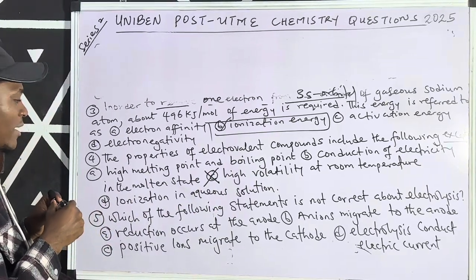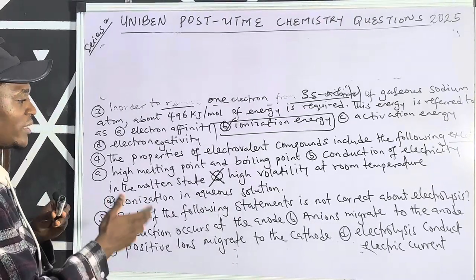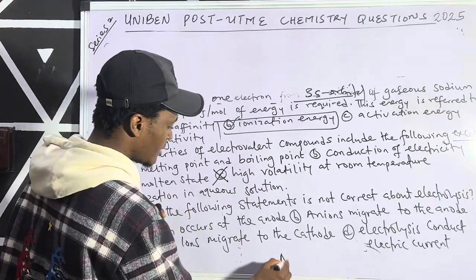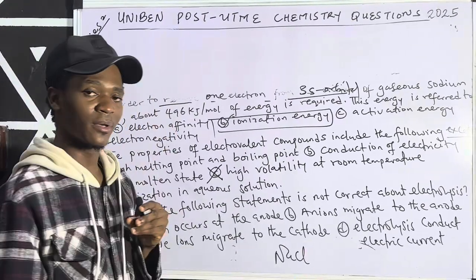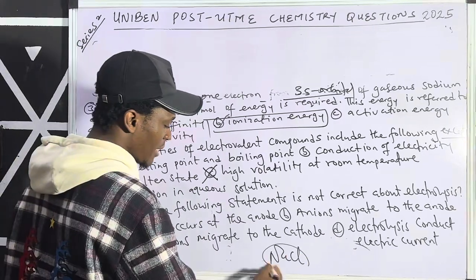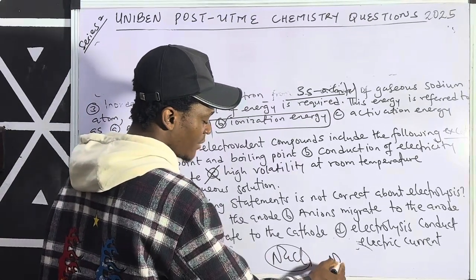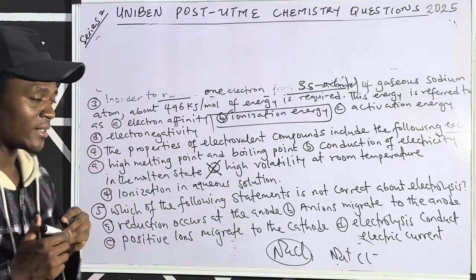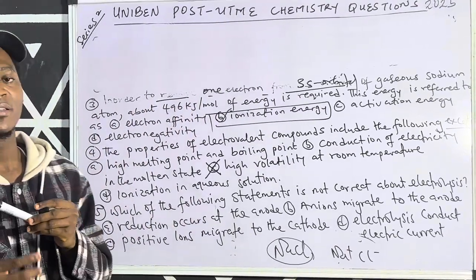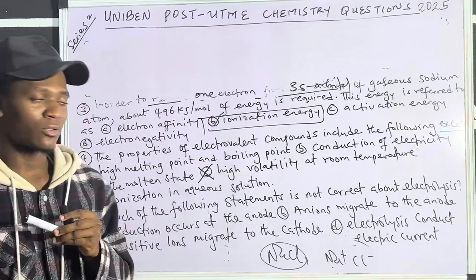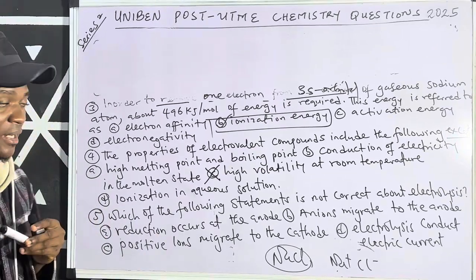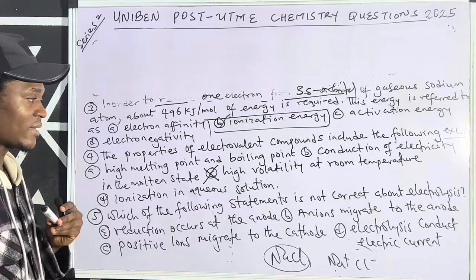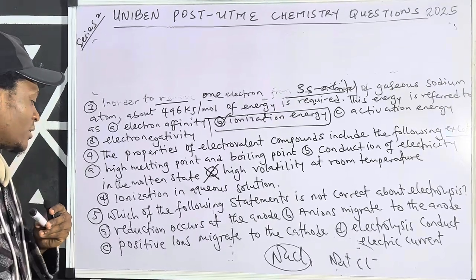Of course, option D, ionization in aqueous solution. That's still part of it, because NaCl is an example of an electrovalent compound. When you place this in water, it can ionize to form what? Na+ and Cl-. That shows that they can also ionize in aqueous solution. So this is also part of the properties of electrovalent compounds. So the correct answer is high volatility at room temperature.